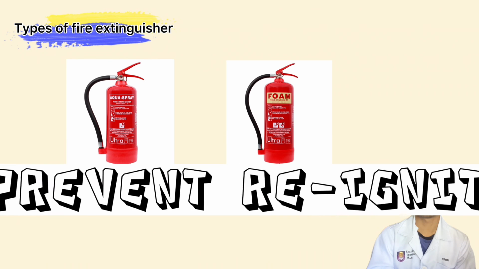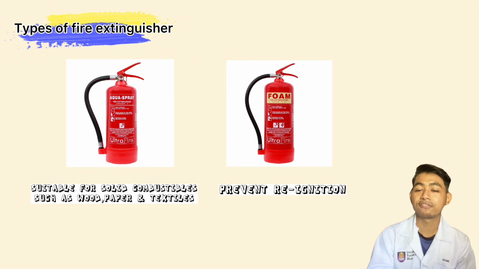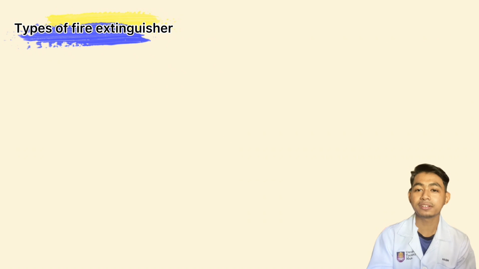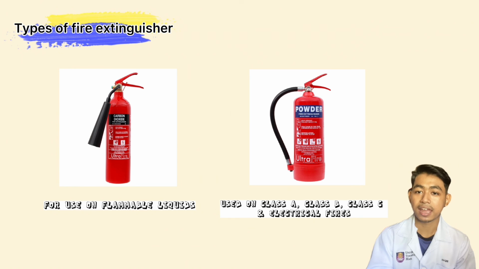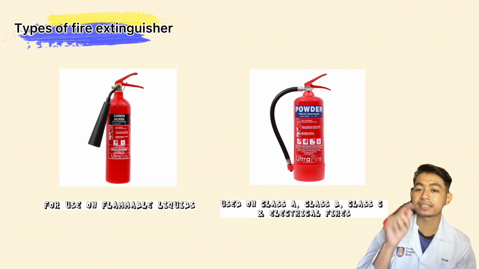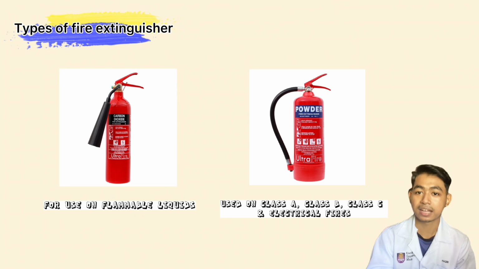Second, AFFF foam fire extinguishers have a cream label and are highly effective on Class A and Class B fires. The foam agent helps to prevent reignition. Third, carbon dioxide fire extinguishers have a black label. They were originally designed for use on flammable liquid fires and therefore have a Class B fire rating. Fourth, ABC powder fire extinguishers have a blue label. They are versatile and can be used on Class A, Class B, Class C, and electrical fires.